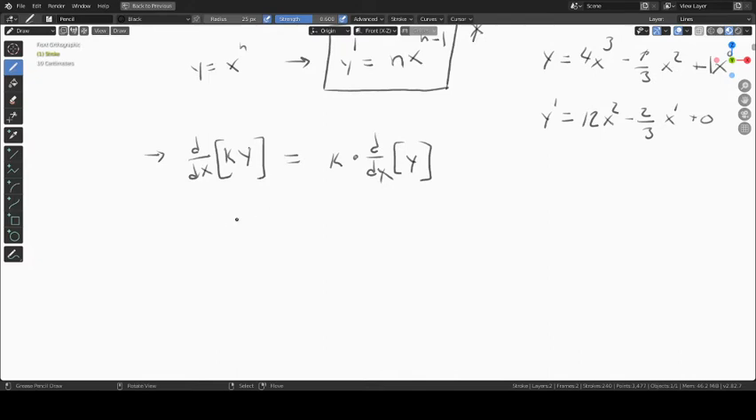Okay, so as an example, we can say y equals 3x cubed. We can go ahead and pull that 3 out and say it is 3 times x cubed prime, which is equal to 3 times 3x squared, which would give us 9x squared.